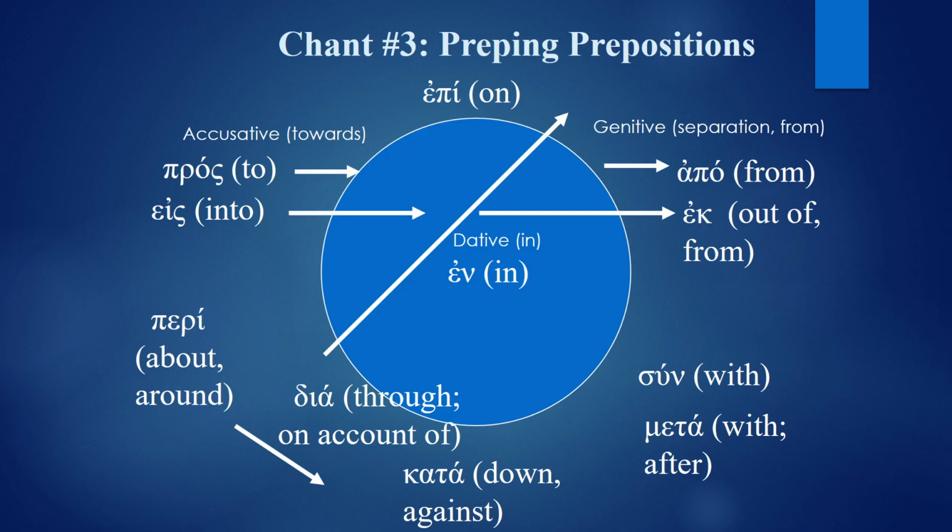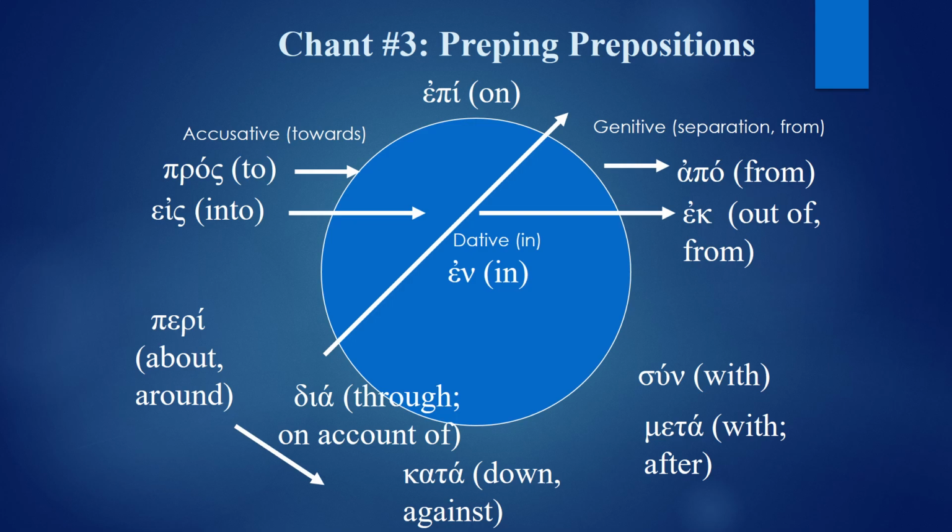So the prepositional moves go as the following, and you should actually do these as motions. Epi, peri, pros, eis, dia, en, ek, apo, kata, sun, meta.